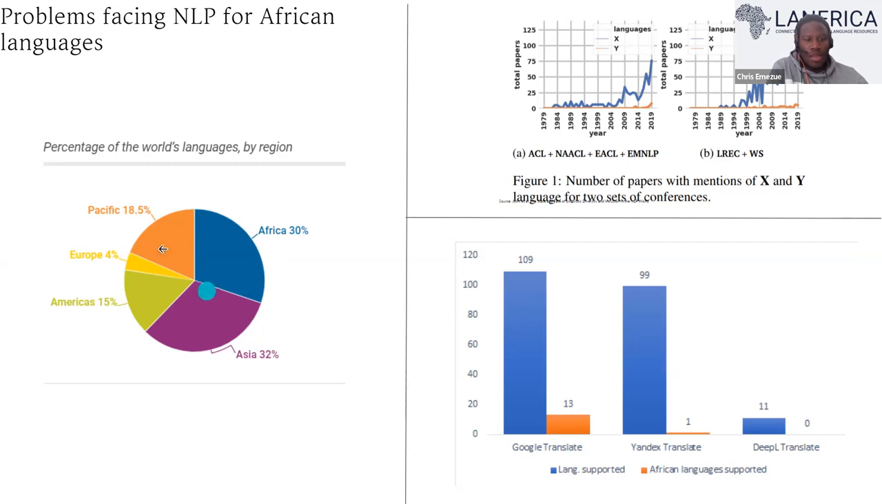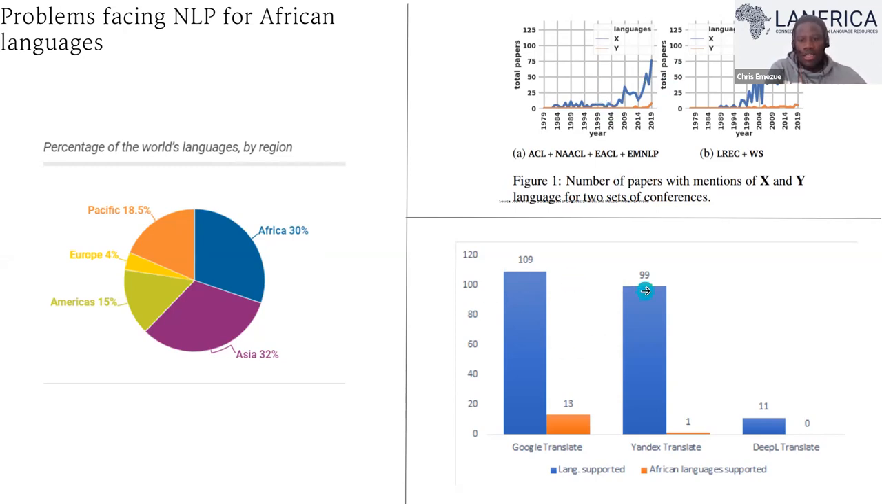So for example, here we see that Africa occupies about 30% of the world's languages. But on the right, when it comes to research in a field called natural language processing, look at the bar chart on the top. The blue line is English, or a European language. I'm not sure which language it is again, but the orange line is Somali, so that's an African language. You can see a clear distinction: the blue line of research keeps increasing over the years, while for African languages in general, it's zero, very, very low.